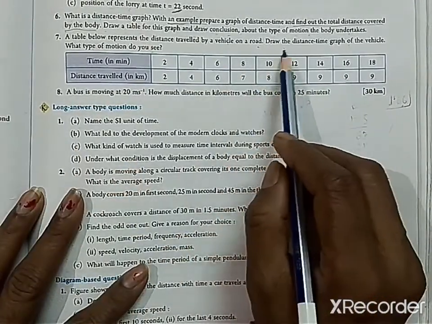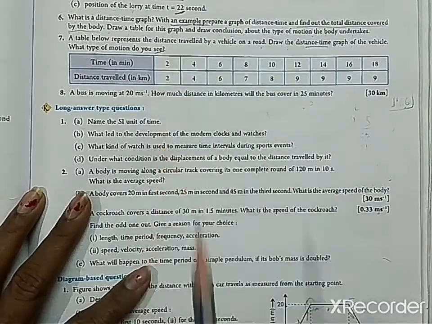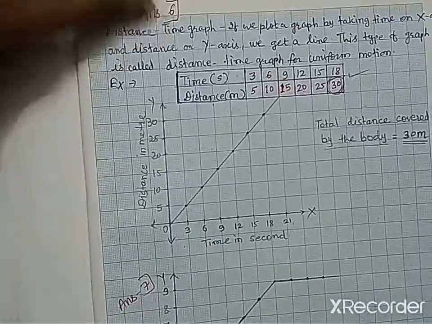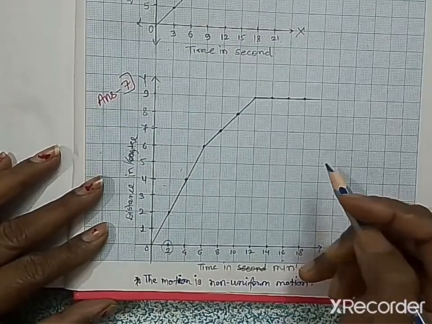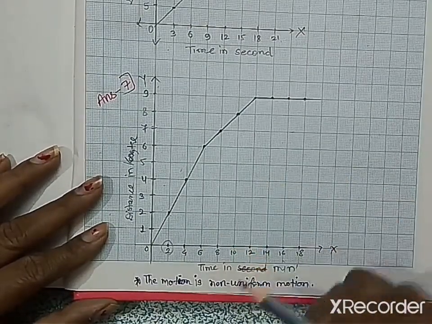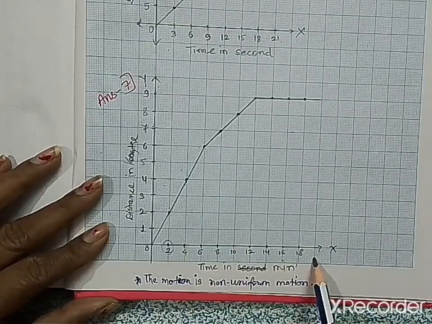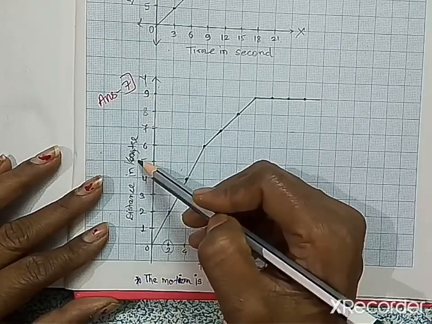So what we have to find out here? We have to plot a distance time graph and we have to tell the motion of this vehicle, whether it is uniform or non-uniform motion. Now let's see the answer of this question, that is the graph of the question. So here time is taken in minutes on the x axis and distance is taken on the y axis, it is in kilometer.